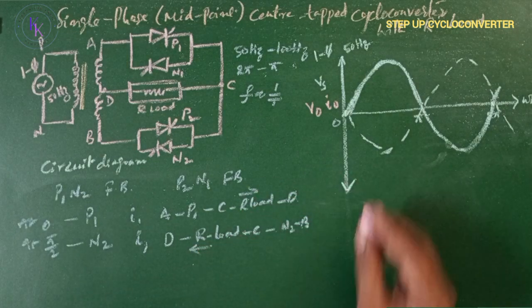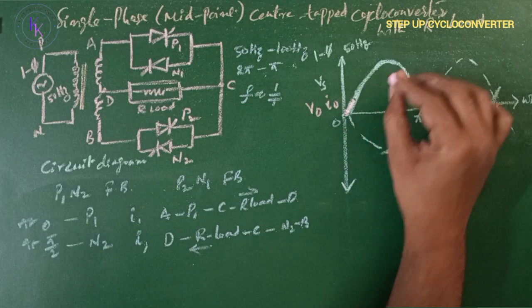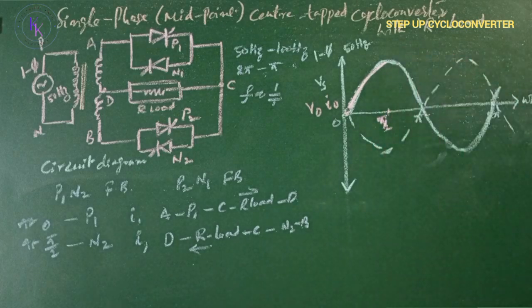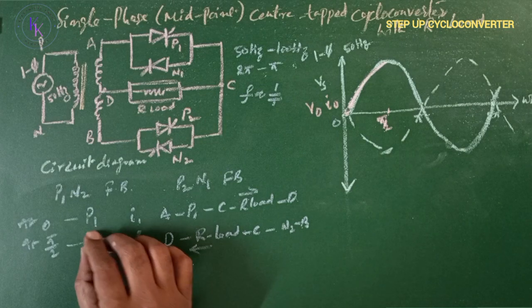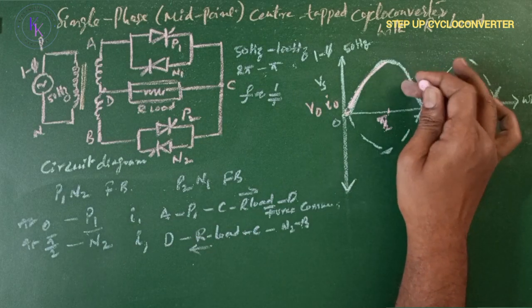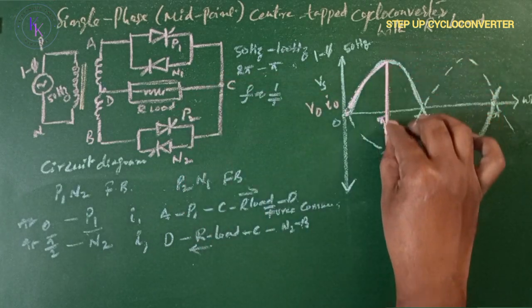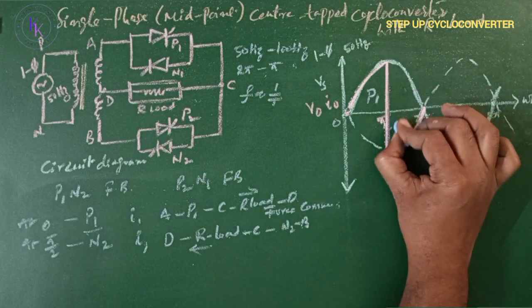Replicate the same thing in the waveform. At 0, P1 is turned on. Output voltage is the same as the input up to pi by 2. Here at pi by 2, I'm turning on N2 by turning off P1 forcefully. The same voltage flows in the reverse direction here. So this is due to P1 and this is due to N2.